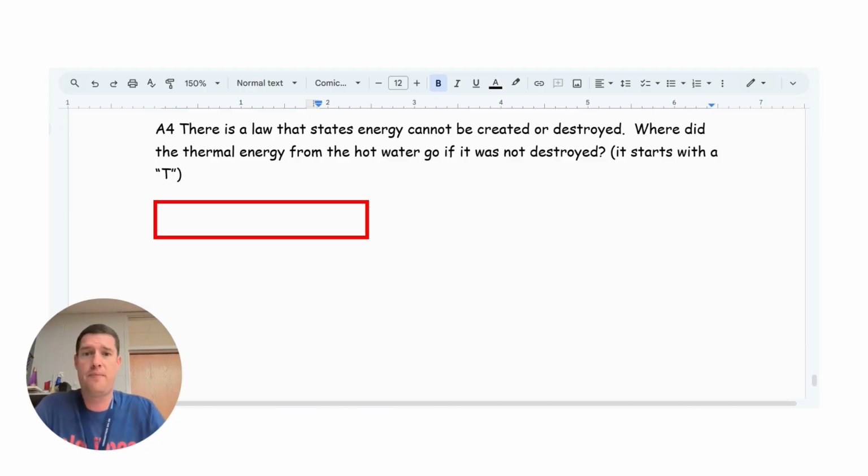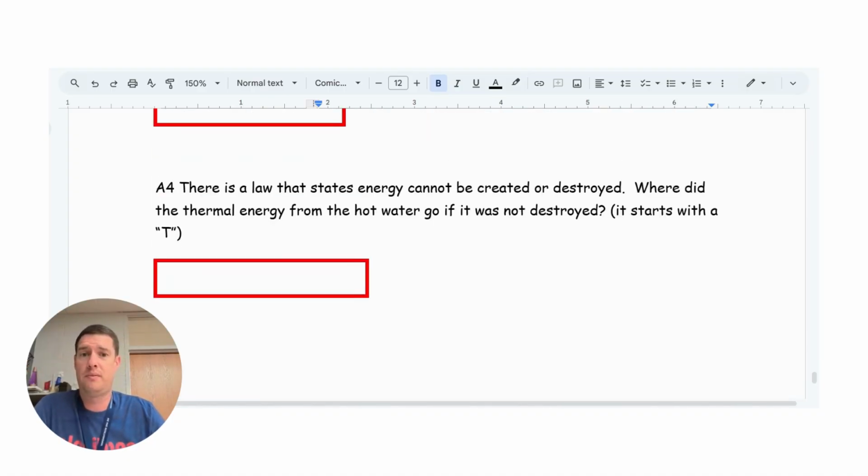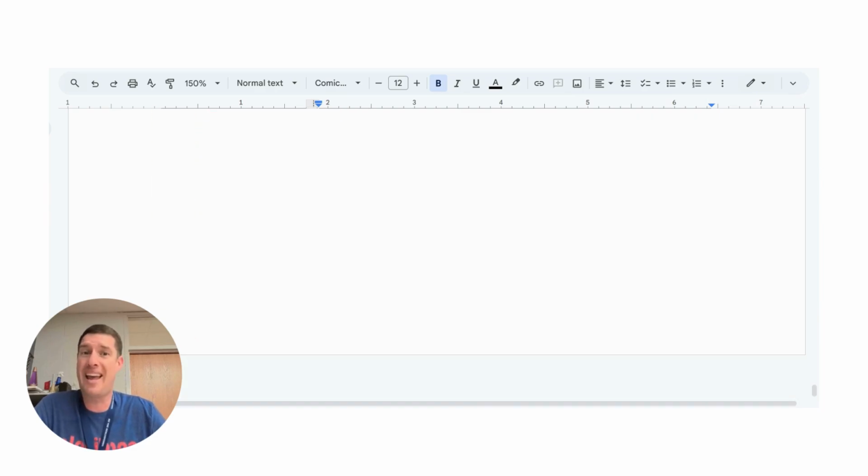Thermal energy is crazy. So where did the thermal energy from the hot water go if it wasn't destroyed? To the air particles, to the cup particles, and even into your hand. Okay. It starts with a T. It transferred into the air particles, transferred into the cup particles, transferred into your own hand particles. Because, yes, you are made of particles.